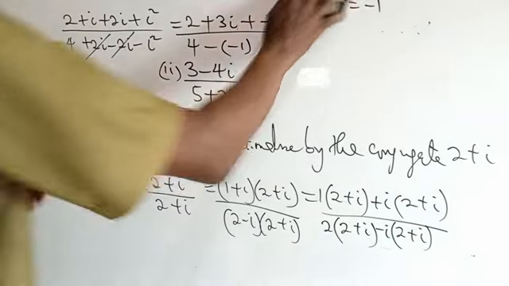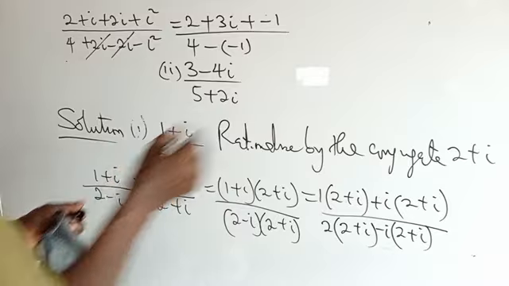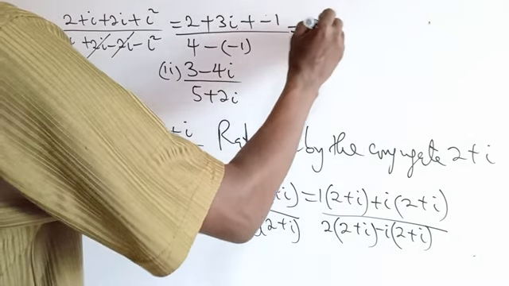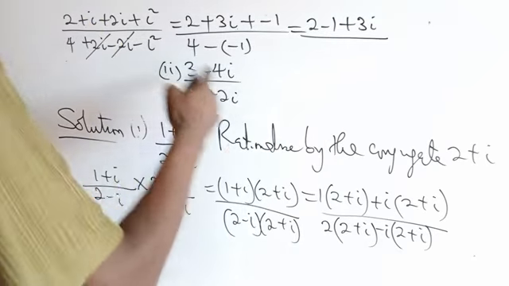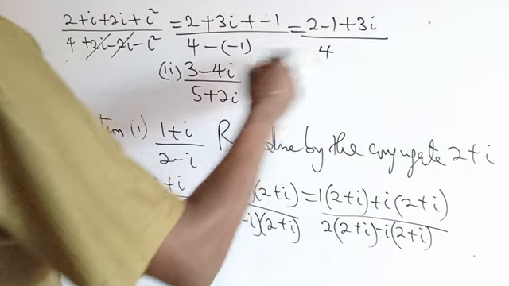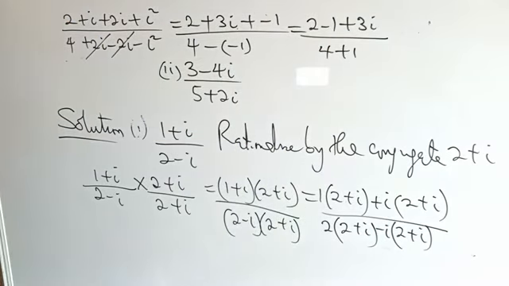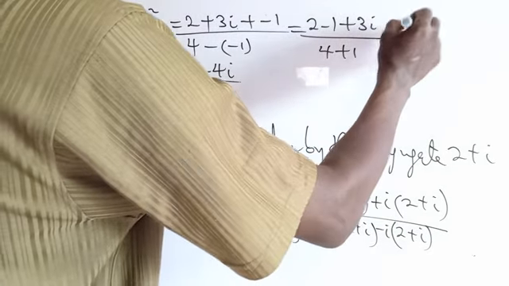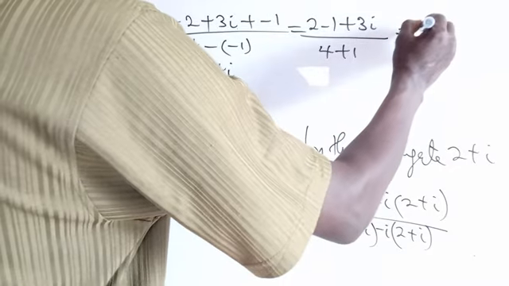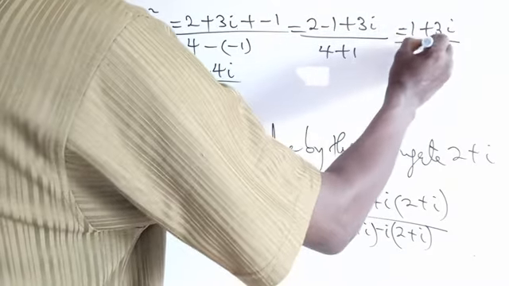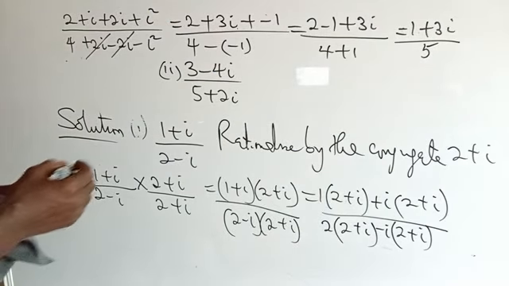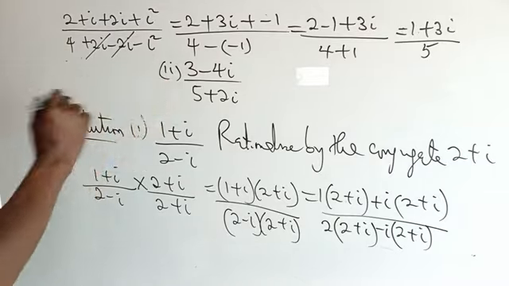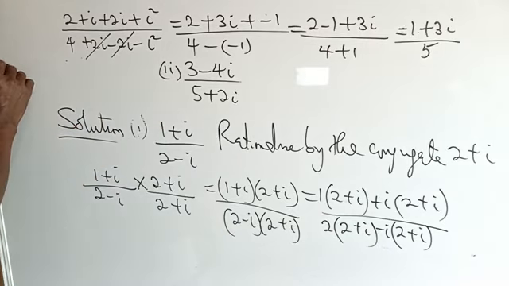Okay. Now, let's try to collect like terms again. 2 minus 1, yes. Then plus 3i, good. All over 4, then minus times minus is plus 1. So that will give us 2 minus 1 is 1, then plus 3i all over 5. So now that has given us 1 plus 3i all over 5. Okay. Now let's clean it.